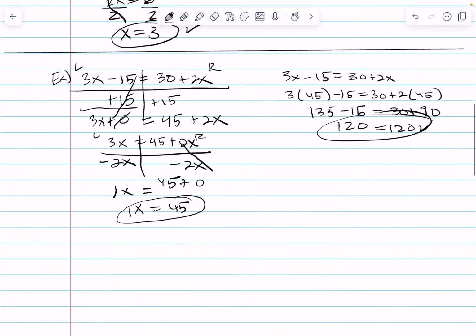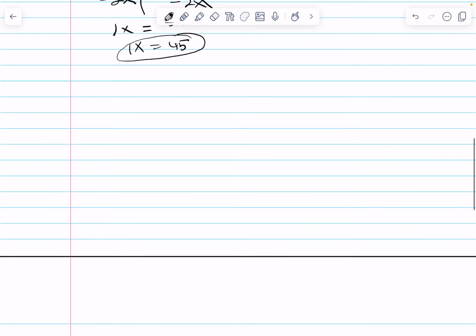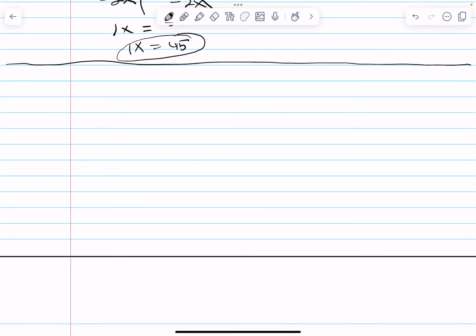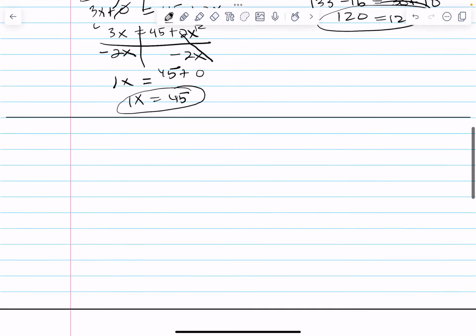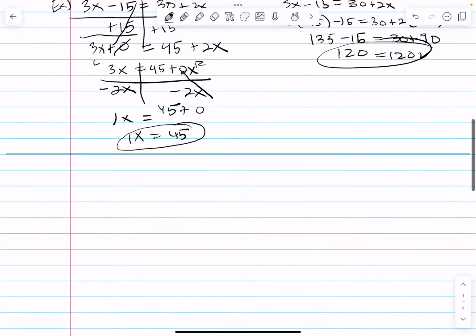And that's how you do it. That is just multi-step algebra. And now we're going to do one final problem. This one's going to be a little tougher.